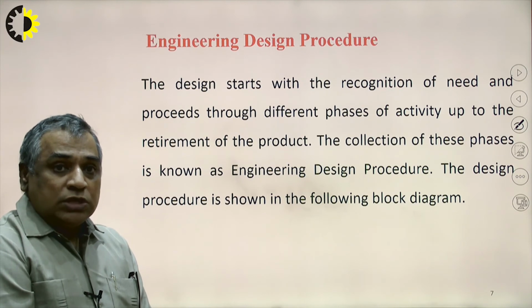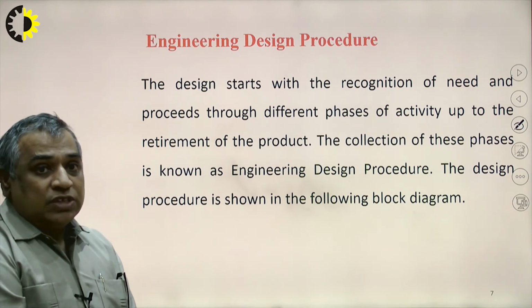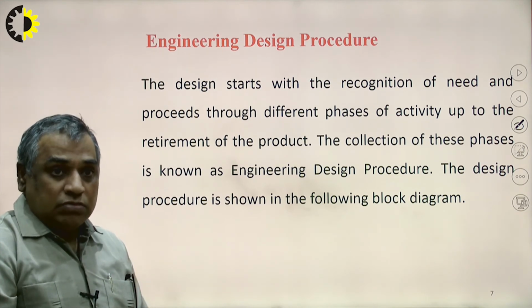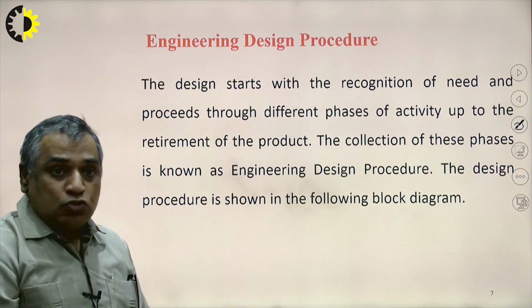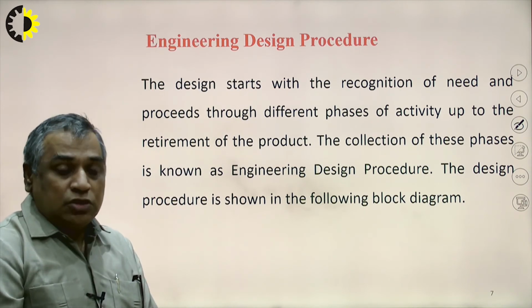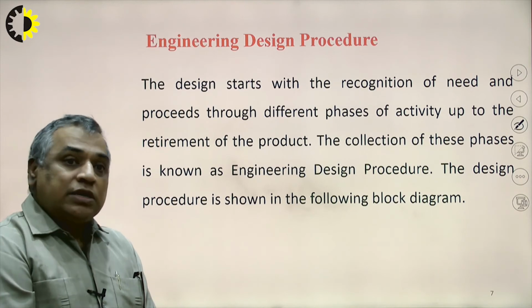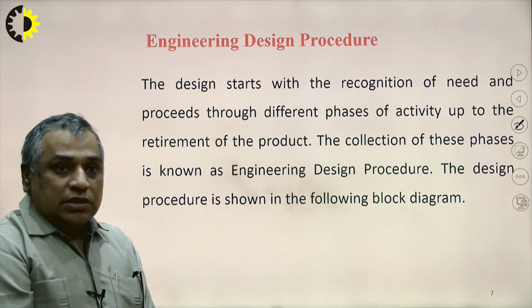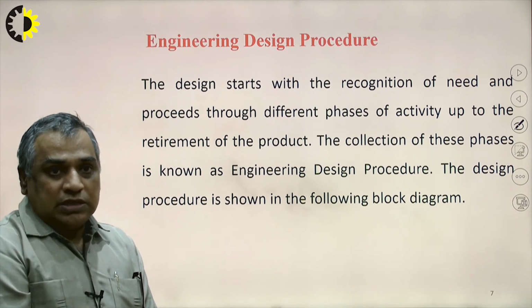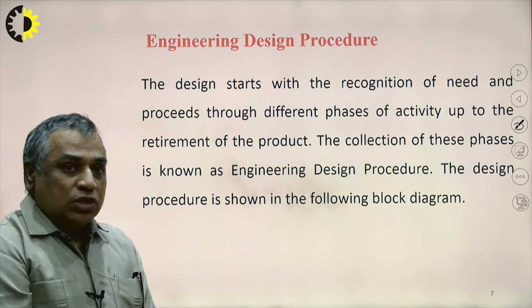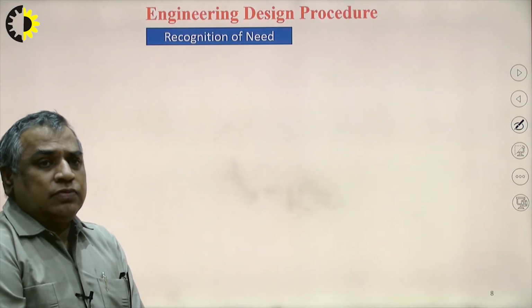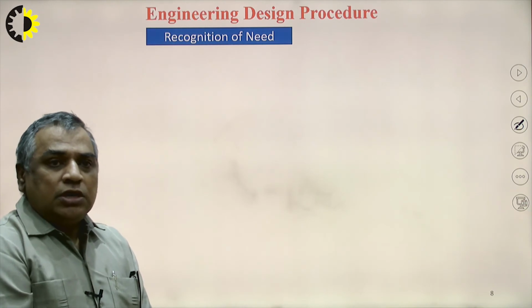The design starts with the recognition of need and proceeds through different phases of activity up to the retirement of the product. Means you get the preliminary design, after presentation you will produce it, then you will distribute it, then after that you will get some feedback, and the product will retire after completing its designated life. The whole process is called the engineering design process. The collection of these phases is known as the engineering design procedure. The design procedure is shown in the following block diagram. So this is the block diagram flow chart for the engineering design procedure.